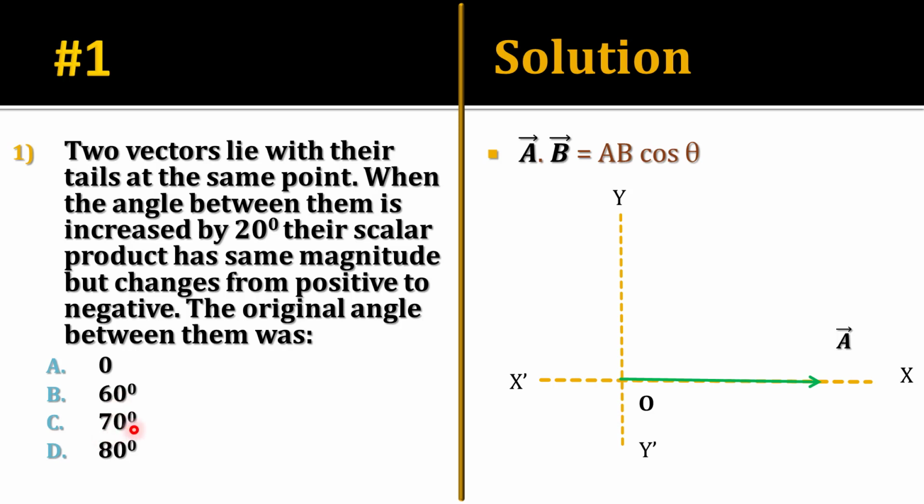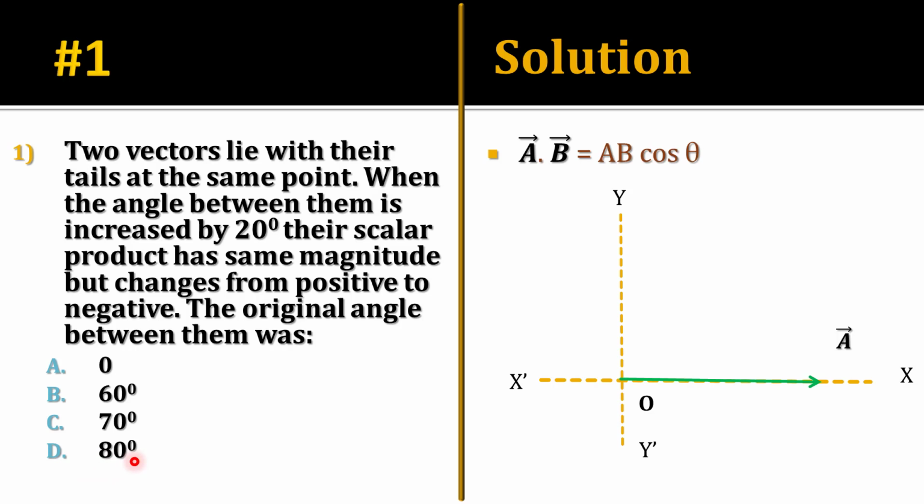If we have 70 degrees, cos of 70 degrees, and we add 20 degrees, that will give us cos of 90, which is 0. The magnitude is again not changing from positive to negative. So what should be the correct answer? The correct answer should be cos of 80 degrees.